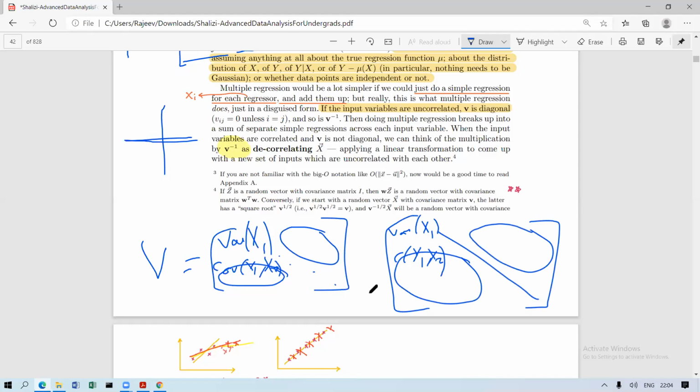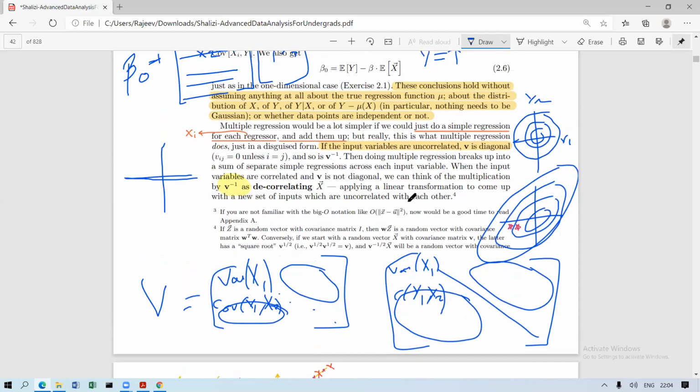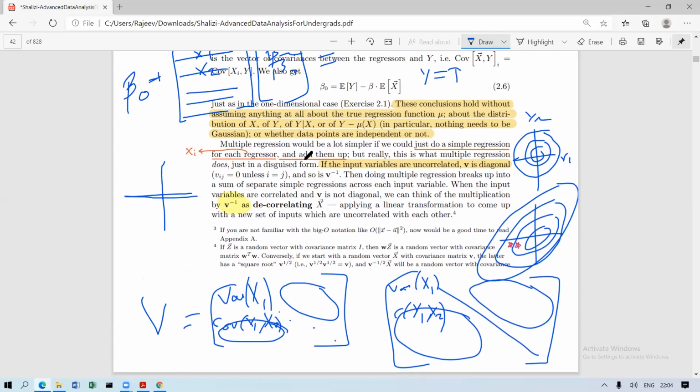So just to drive it home, how it will look in the normal case, I'll draw a contour plot here. If x1 and x2 are the two dimensions, you can assume this is a contour plot of a normal. Here x1 and x2 are not correlated, but if this is how your normal is, then they are correlated. If they are uncorrelated to each other, V is a diagonal matrix. That's what I wanted to tell.